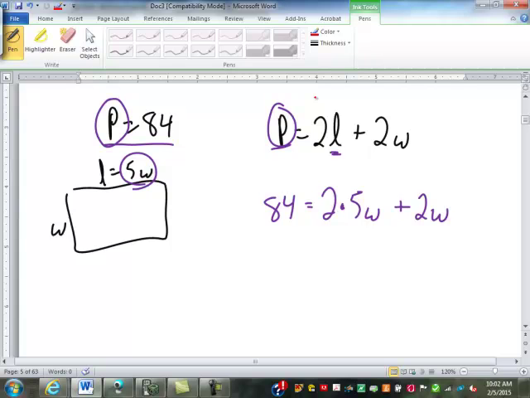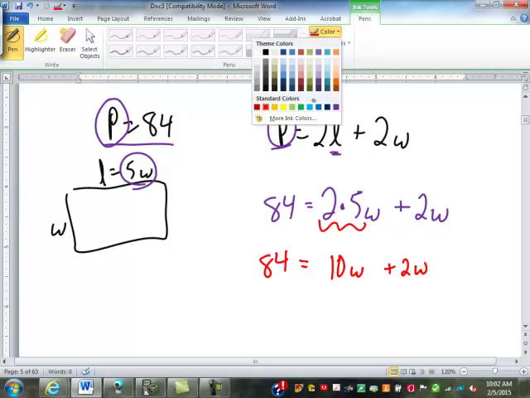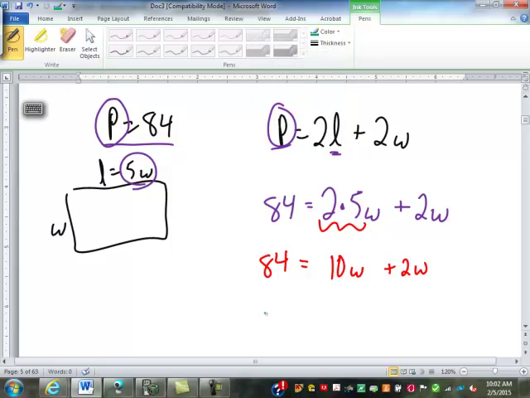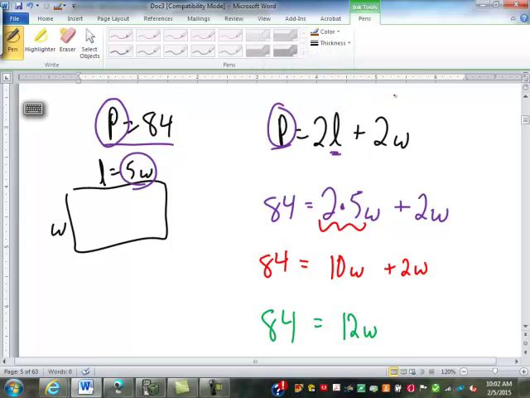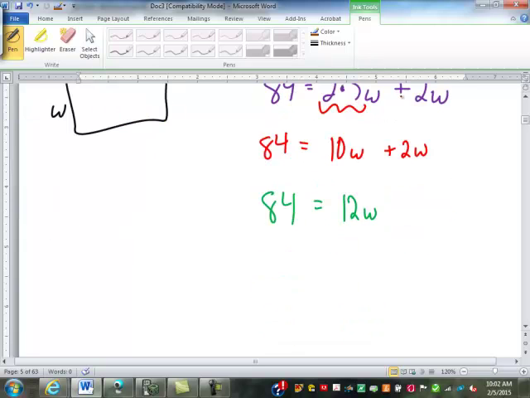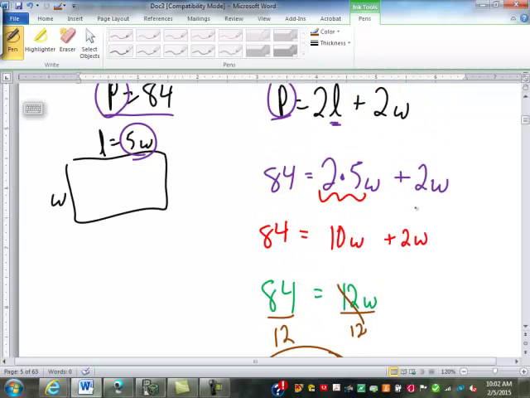Well, we have to add them. So now we have to do the 2 times 5W, which is 10W, plus 2W. So now 10W and 2W does equal 12W. At this point, to solve that, we would divide by 12, which gets rid of the 12. 84 divided by 12 is 7. So W equals 7. Now we have to finish the problem. The length is 5 times W, so 5 times 7 or 35.